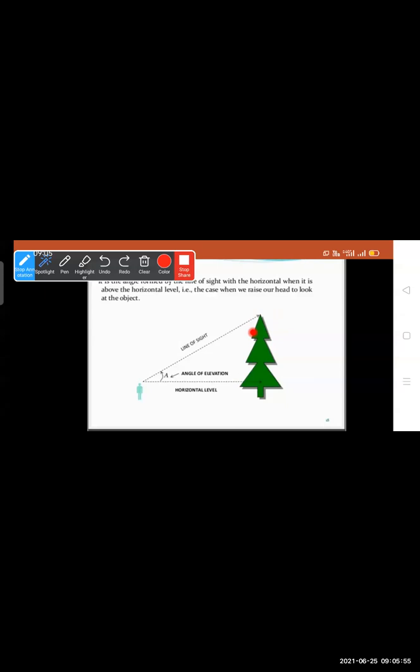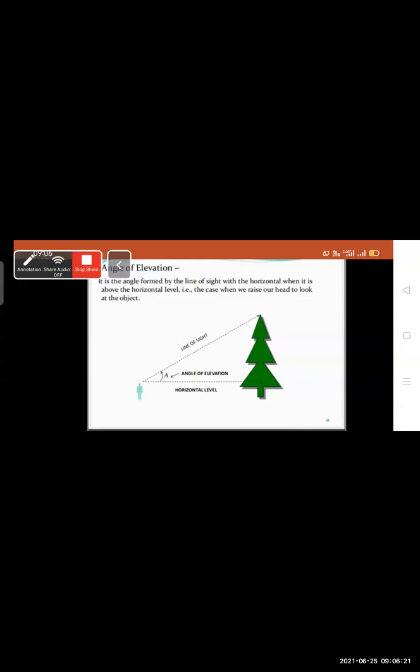Means we have to raise our head upwards. So this one is the horizontal, and when we raise our head to look at the object, then the angle subtended here is called the angle of elevation. This one is the line of sight, and this one is the horizontal level. So here we get an angle that is called the angle of elevation.